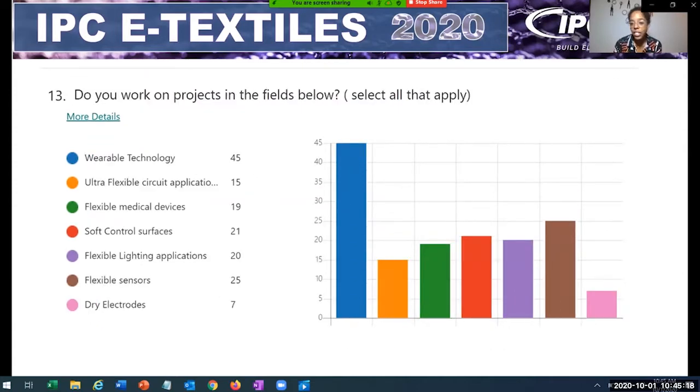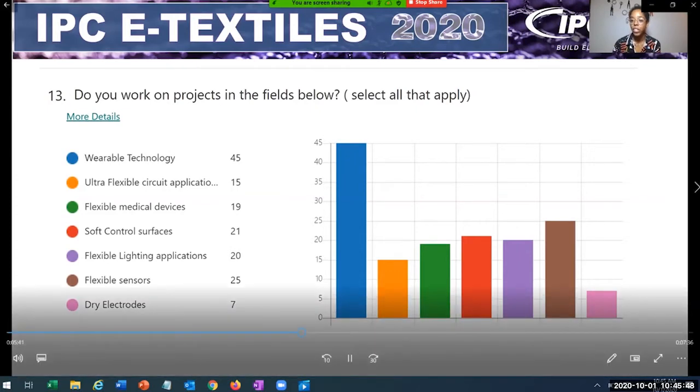We also wanted to understand what people were doing in the group that we surveyed. So we asked people what kind of projects they were working on. We didn't give them an other option, so they kind of had to choose one of these, which was a mistake on our end. But we found that there was a high representation of people doing wearable technology projects. And then followed, we tried to get specifics of people with flexible sensors, which could be wearable technology or something else. And then after that, we had soft control surfaces, which tend to be very e-textile focused.